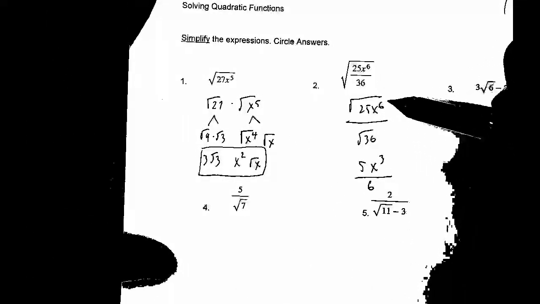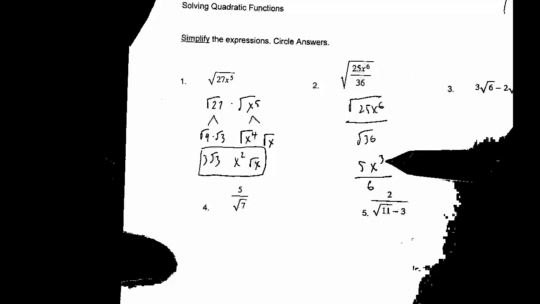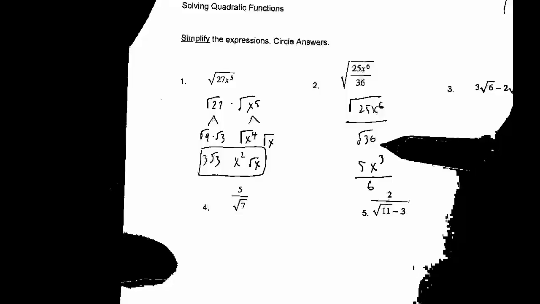Okay, over here it's the same thing. This, we're just going to square root everything top and bottom, right? This is the same as root 25 x to the 6 over root 36. Well, root 25 is 5, root x to the 6 is x to the third, and root 36 is 6. That's it, 5x cubed over 6. Remember that when you square root an exponent, you're really just dividing it by 2. That's why we end up with the 3, why 6 becomes 3, because you divide it by 2.